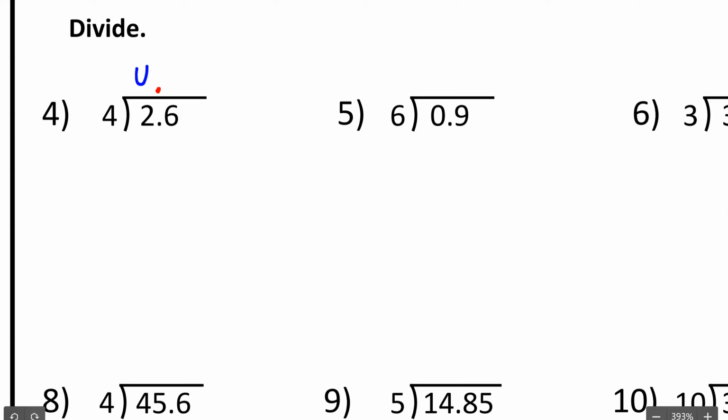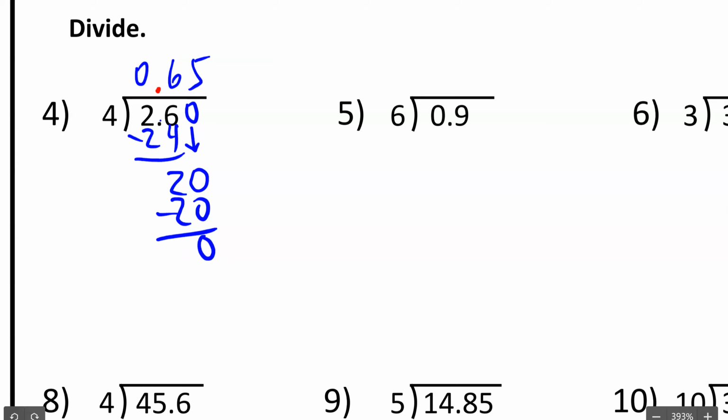How many 4s are in 2? 0. How many 4s are in 26? That'd be 6. 6 times 4 is 24. 26 minus 24 gives me 2. And because this is a decimal, I can now add a 0 here. Now this is still 2 and 6 tenths, which is 60 cents, right? So I didn't change the value by adding that 0. I'm allowed to do that because of that decimal. So add my 0, bring it down. This now becomes 20. How many 4s are in 20? That's 5. 5 times 4 is 20. And I am now done. So 65 hundredths is my answer.